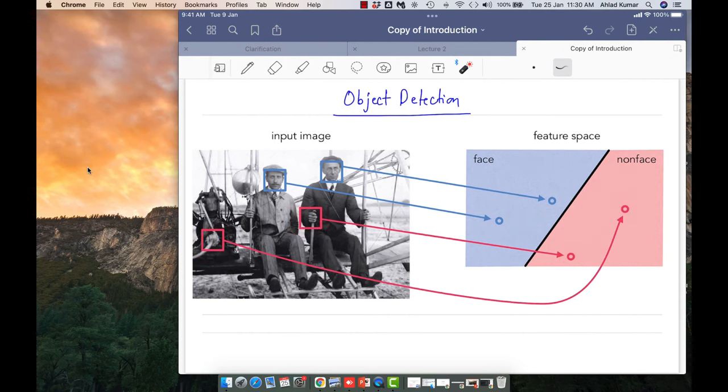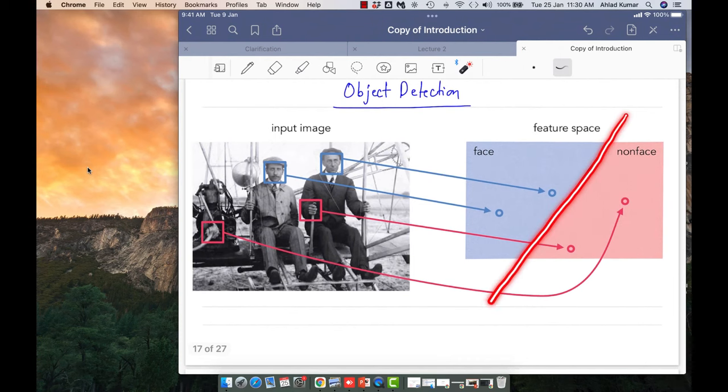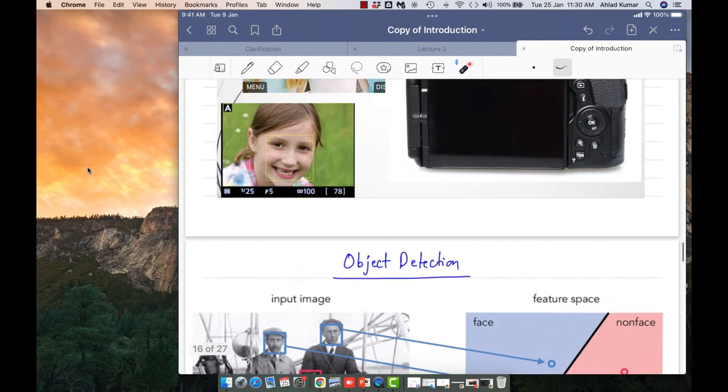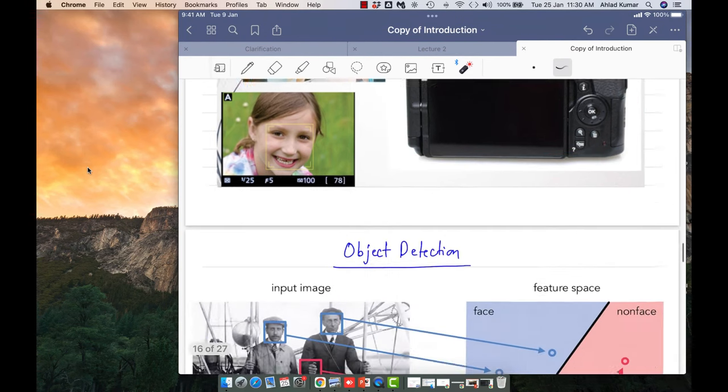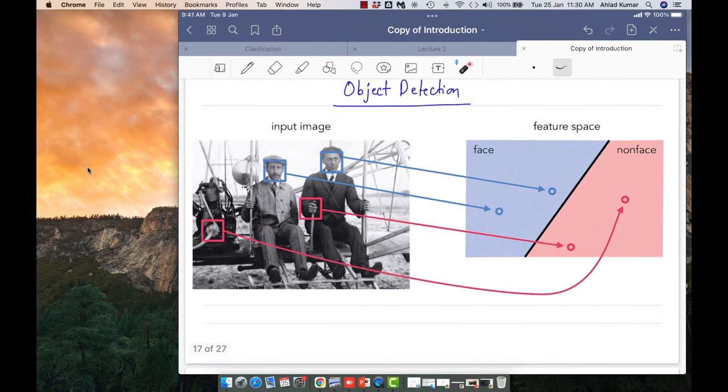What is the objective here? Our objective is to create a function f(x) which can separate the face from non-face. Once we are able to create this f(x) function, it is built into this DSLR camera. Once you pass an image later on, it will detect whether the face is lying on this part, and it will create a bounding box around it.